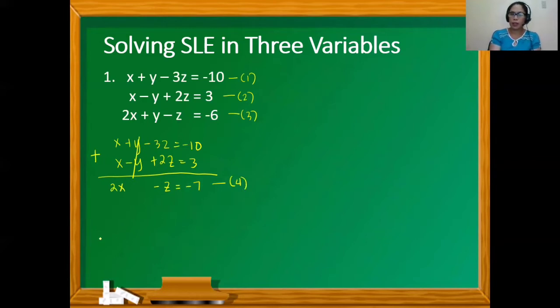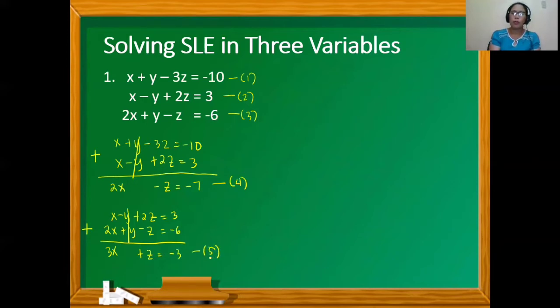And then we select equation 2 and equation 3. So we have x minus y plus 2z equals 3, and then 2x plus y minus z equals negative 6. Again, we'll make use of addition to eliminate y since the coefficients of y are the additive inverses of each other. So by addition, we have 3x and the y's are cancelled. We now have plus z equals negative 3, and we'll consider this as equation 5.